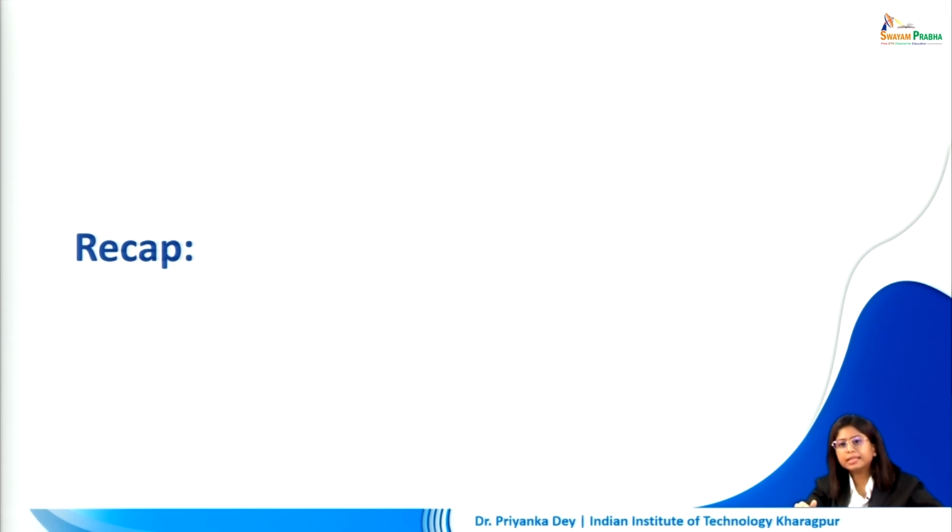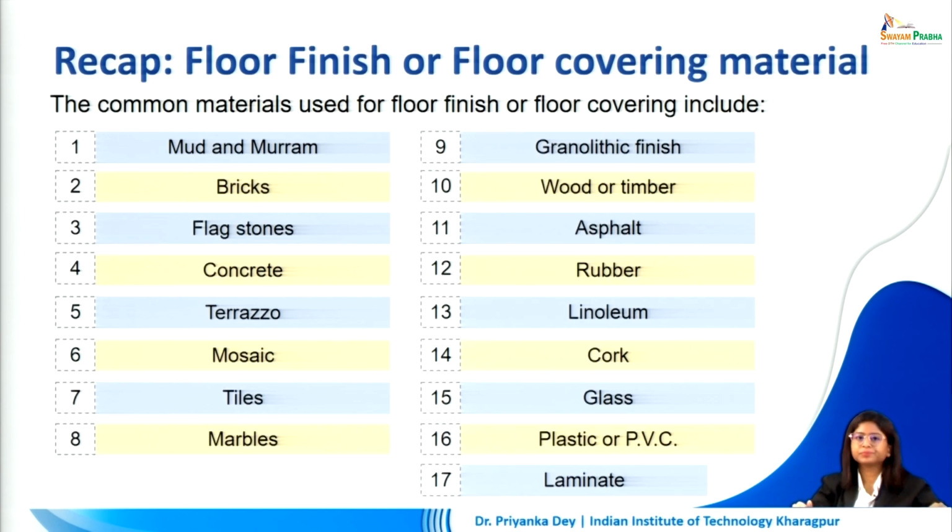Before we end today's lecture, let us take a quick recap. So, the most commonly used materials for floor finish include mud and muram, bricks, in different patterns we can use it, flagstones, concrete, terrazzo and mosaic, tiles. Of course, we have various types of options in tiles as well. Marble flooring is a more expensive option.